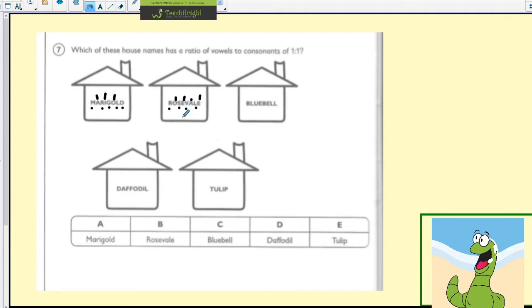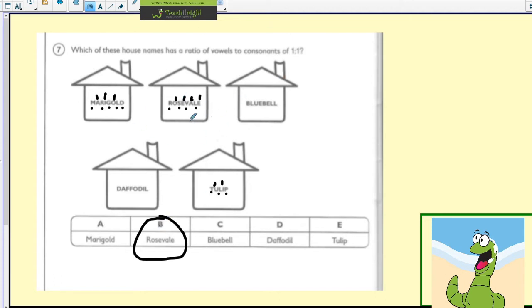3, 4, and I can tell, and you see how I've gone up, I've marked the top with my consonants at the bottom, so Roseville's looking pretty good to me. 4 to 4, double check, yep, I think the answer must be Roseville. And again, if there's time left over, I might just check, for example, tulip, there's 2 up here, so 2 consonants and then 3 vowels, so that's not a 1-to-1 ratio.